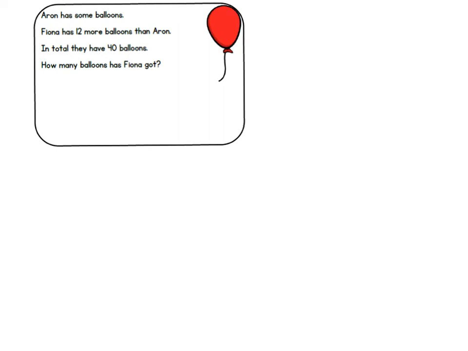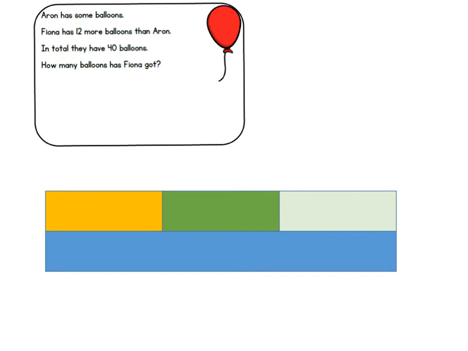To work out this problem here, I'm going to use a bar model once again, and let's have a look at the problem. It says Aaron has some balloons, Fiona has 12 more balloons than Aaron. In total they have 40 balloons. How many balloons has Fiona got?